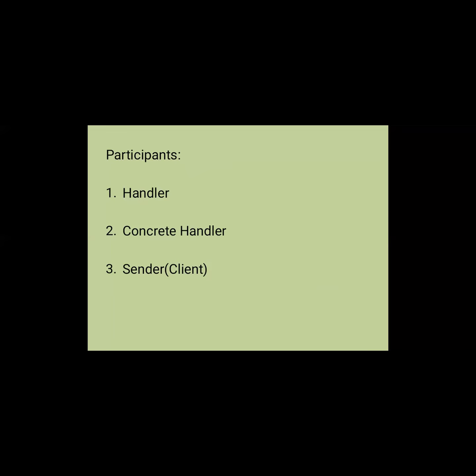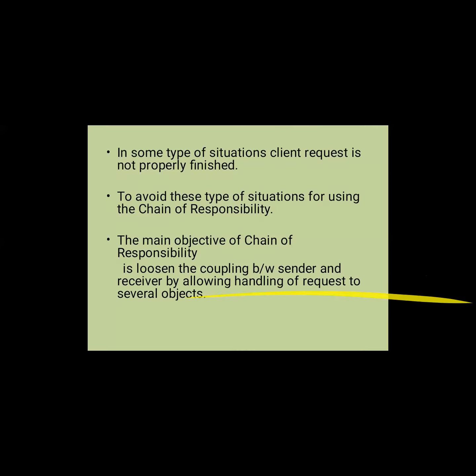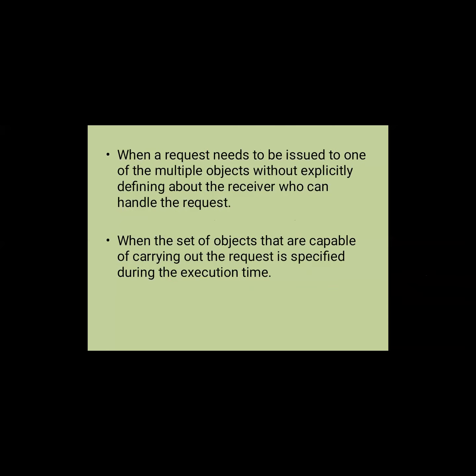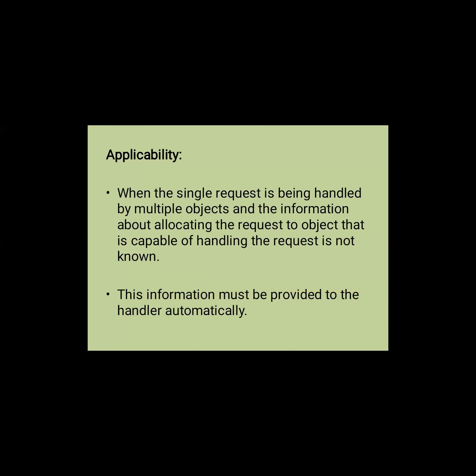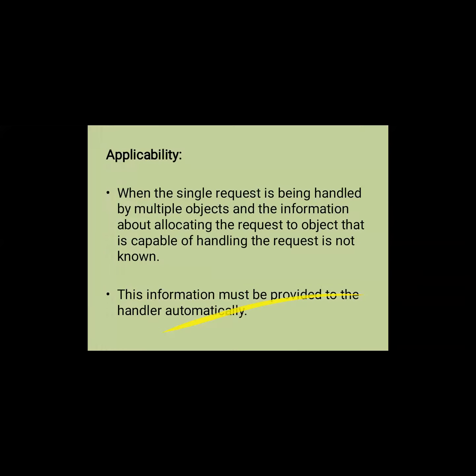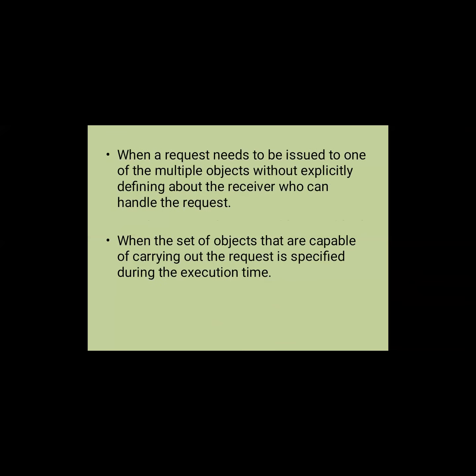So initially the client is raising some request. That request is passed to the handler. Now the handler sends the same request to more than one concrete handler. We already observed this in the diagram. If you observe the diagram, initially the client generates the request, then the handler receives the request. Now that request is passed to more than one concrete handler. So these handlers are used to handle the request by the objects. Those are the participants here.